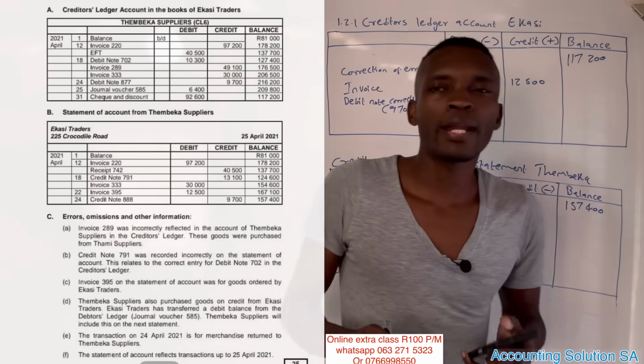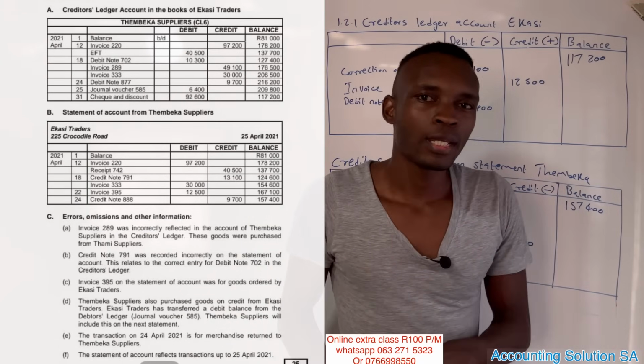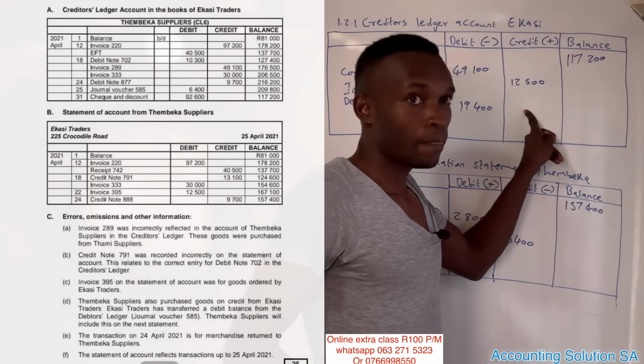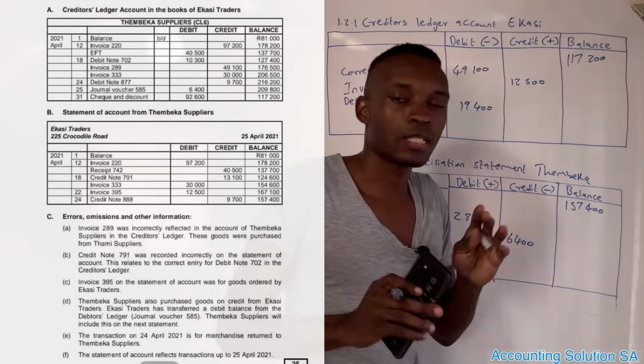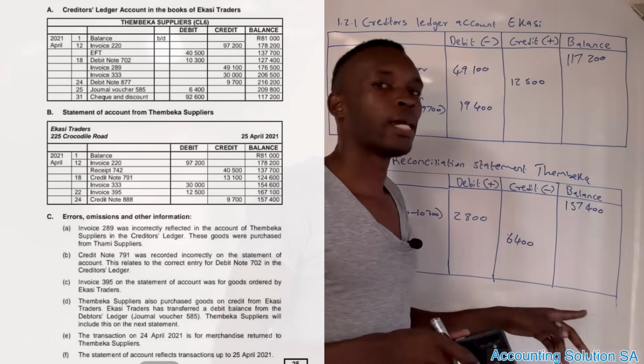As long as you understand that a debit note is what we issue when we return goods, you will know that a return cannot come this side. It must come this side because it has to reduce the debt that we have to this supplier.